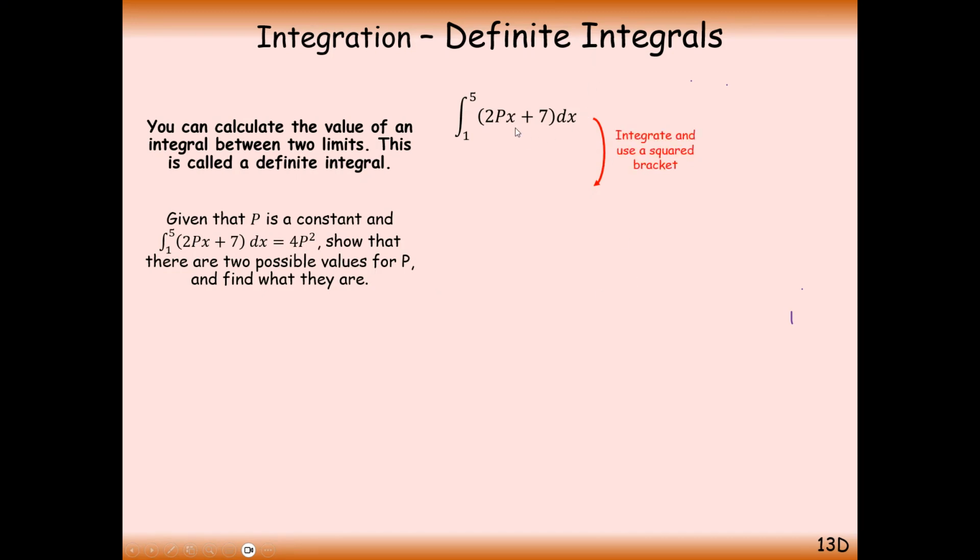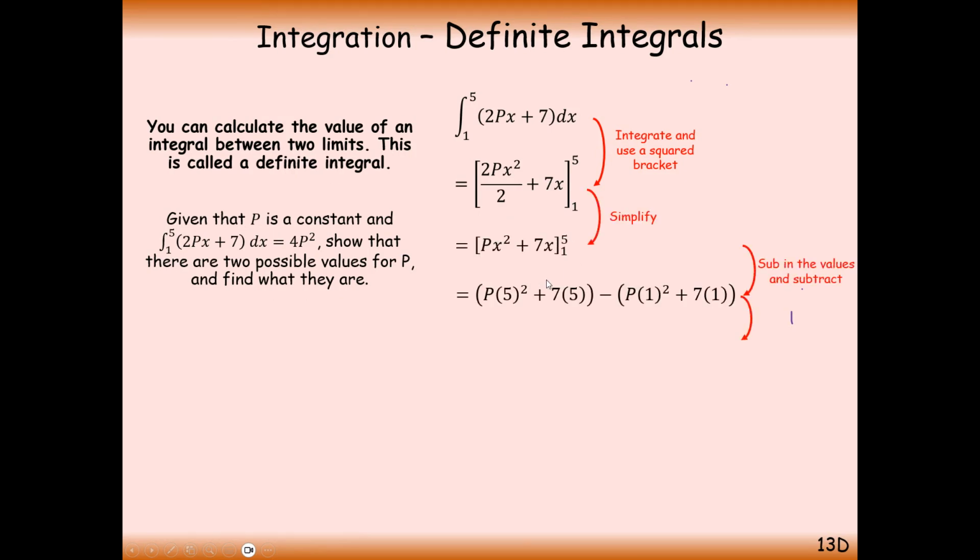First, we just use the power rule: we add 1 to the power and divide by the new power. So we will get rid of the 2 in front of p, like so, and this 7 becomes 7x. We substitute the upper and lower limit. We write 25p squared plus 35 minus p squared plus 7. We simplify that and we get this. So that's a 35 and this is a 7. Subtracting the 7, we get 28, and 25p minus p is going to be 24p.